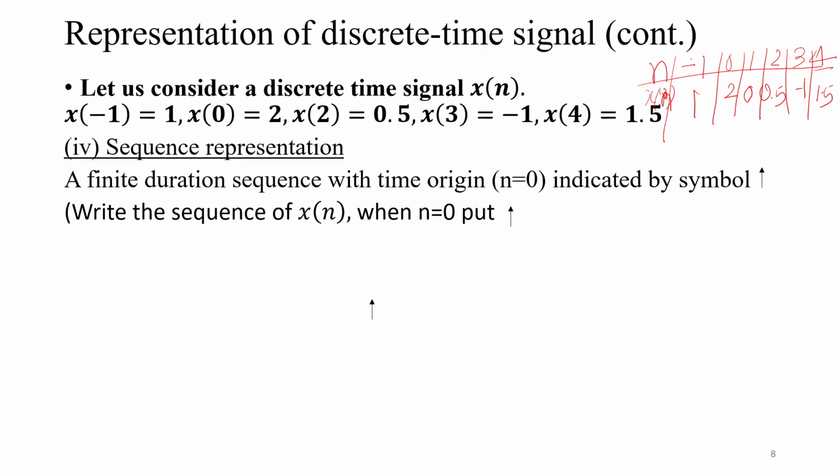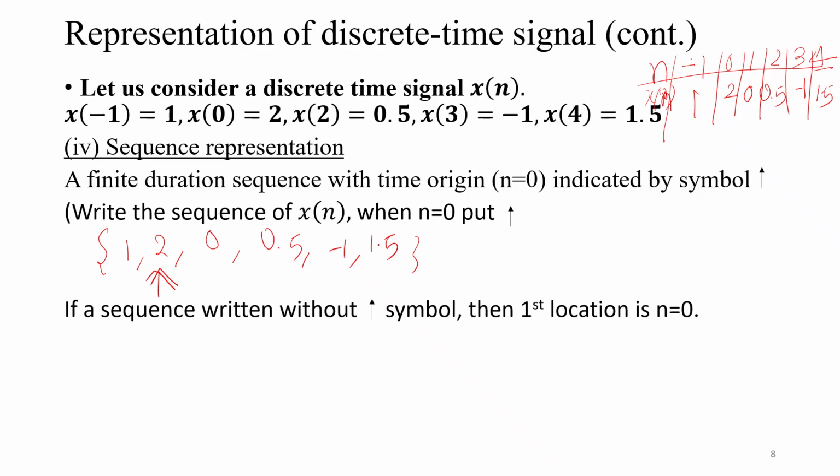Now I am going to the sequence representation. A finite element sequence with origin at 0 is indicated by an arrow mark at the position where n is 0. Here the sequence starts from minus 1 and ends at 4. So I write the same: 1, 2, 2, 0.5, minus 1, 1.5. Where is the starting location? It is at the 2 point, marked by the arrow. The arrow means the origin location. If a sequence is written without this arrow mark, then the first symbol is at n equal to 0. For example, x of n equal to 2, 4, 6, 0, 8, minus 3. What does it mean?